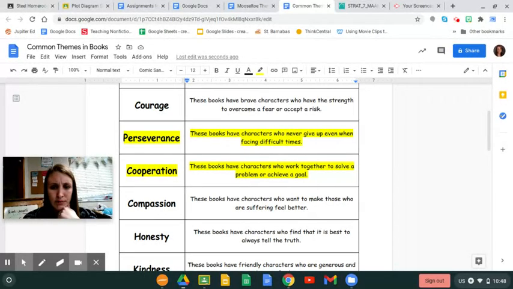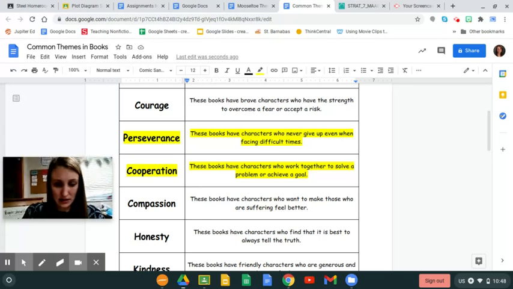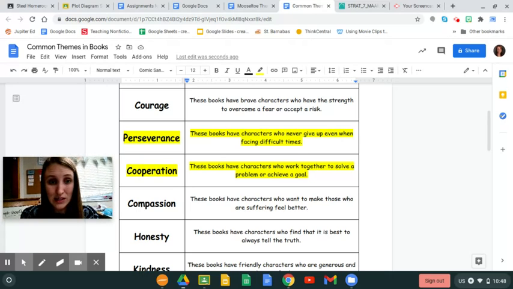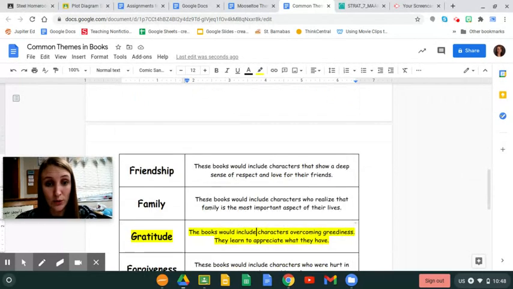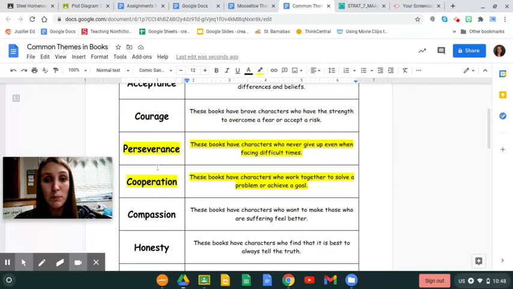And if I had to choose, I'm going to look back at my character change worksheet here. He thought everything needed to be perfect. He realized not everything needed to be perfect. And the reason that happened was because everything did not go as planned. So he kind of had to adjust his expectations a little bit. I think the one of these that I have highlighted that has to do the most with what Moose went through would be perseverance for me.